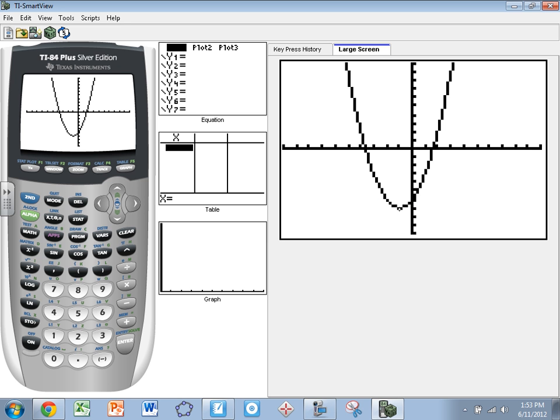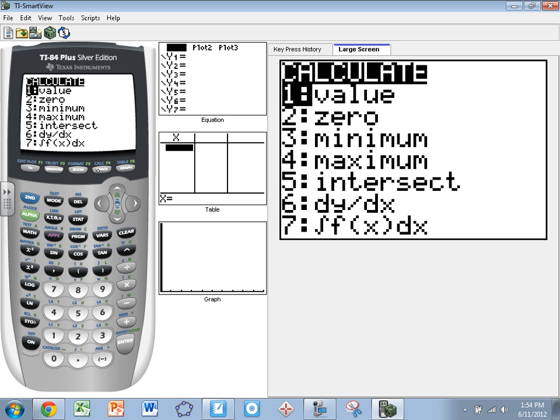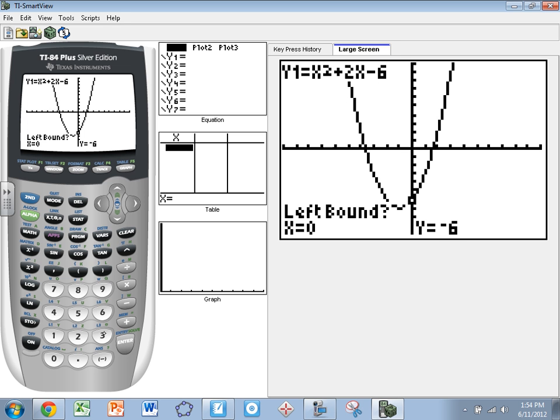You can use the min function. Second calculate, it's a min. Why is it a min? Because it's concave up. Because the graph is concave up, you have a min at the bottom. If the graph were concave down, you would have a max at the top. So we're using the min here, number 3, because it's the bottom. Left bound means I go to the left of it, enter. Right bound, go to the right of it, enter. Guess, somewhere in between. If your right bound and left bound are not correct, you're not going to get an answer. So there's your coordinate, negative 1, negative 7.